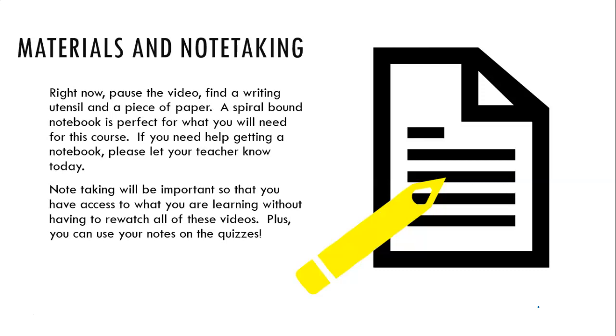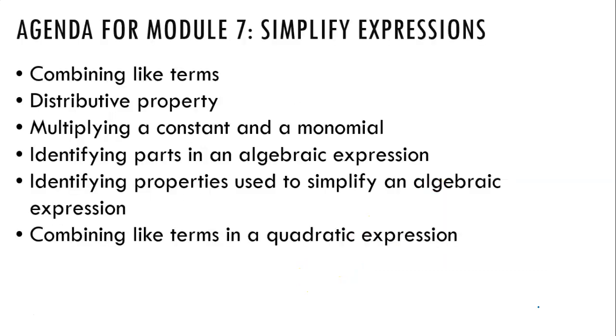Right now, pause the video, get out your writing utensil and your piece of paper. Don't forget that a spiral-bound notebook is perfect for what you'll need for this course. If you don't have one, you need to get one now. Let your teacher know, email her, email him, tell them you need some help getting a notebook, and we'll make it happen. Note-taking is important so that you have access to what you're learning without having to rewatch every video. Plus, you can use your notes on the quizzes.